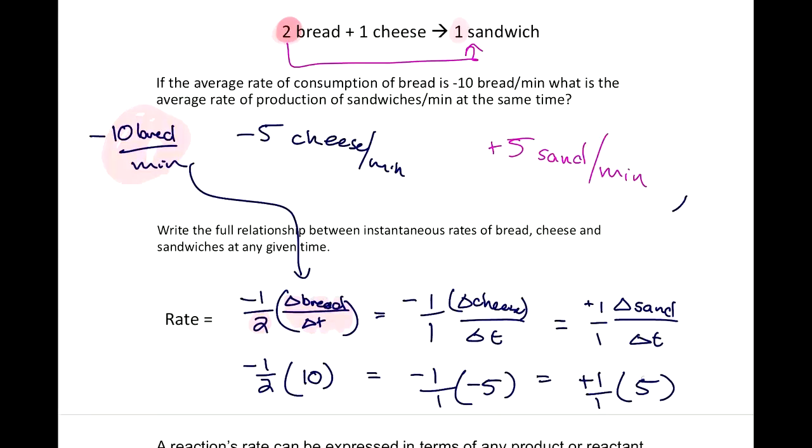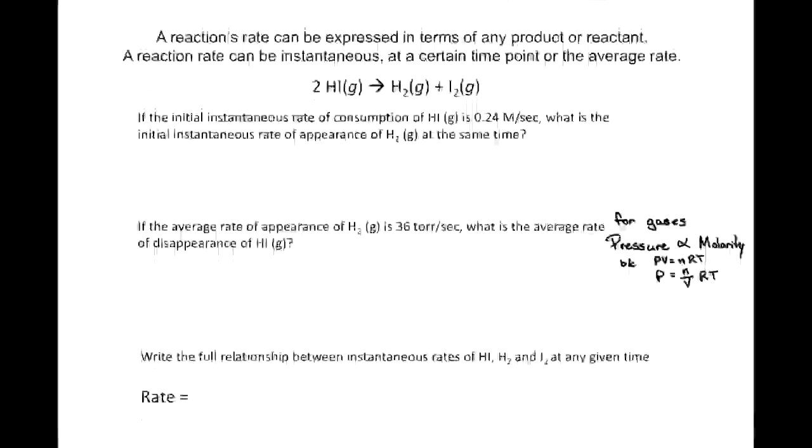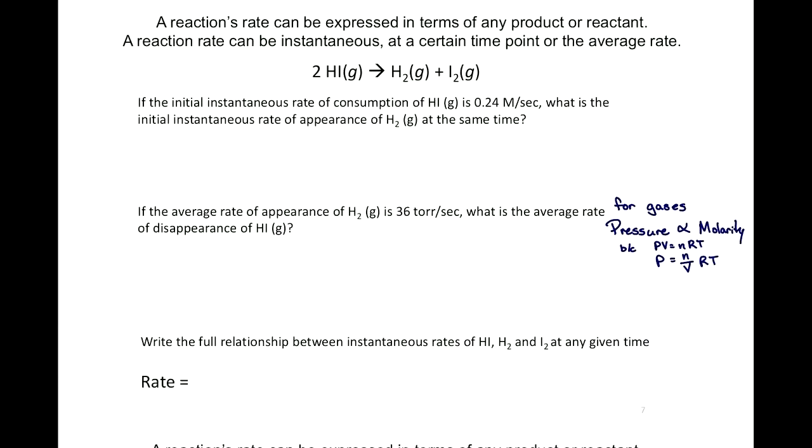Okay, so let's do one with actual chemistry. All right, so this is a different reaction. Two HIs are becoming H2 and I2. So if the initial rate of consumption of HI, this should be a negative, because it's being consumed, is negative 0.24 molarity per second, what is the instantaneous rate of appearance of a product, that of H2, at the same time?